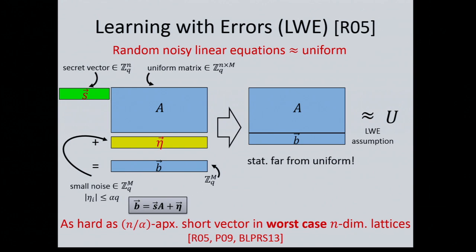And this is true in the worst case. So this is an average case problem. It talks about distributions. Everything here is drawn from some distributions. And yet, if you're able to solve this average case problem, so if you're able to distinguish these two distributions, you are actually able to approximate short vectors in really any lattice that I give you, any n-dimensional lattice that I give you.